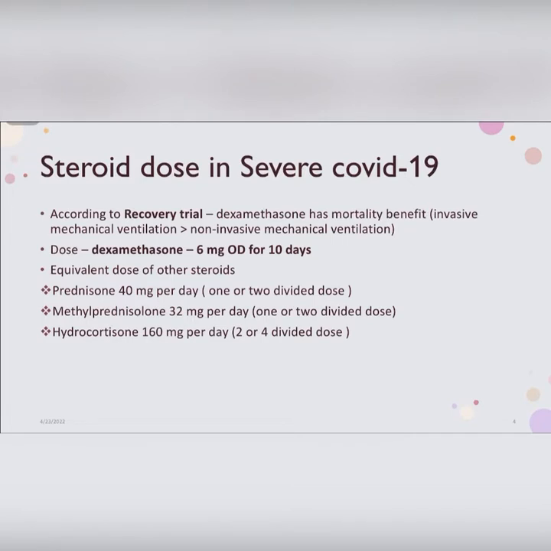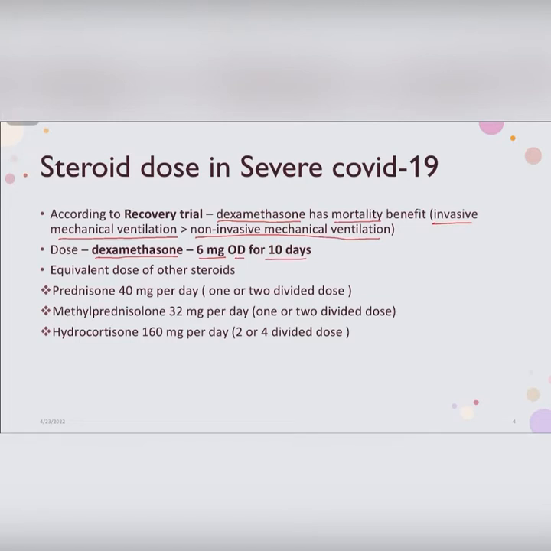As we already know, steroid is really useful in treating COVID-19 patients, especially severe COVID-19 patients. Dexamethasone has real benefits in reducing mortality, but it is more effective in patients with invasive mechanical ventilation than patients with non-invasive mechanical ventilation. Here, we give dexamethasone 6 milligram once a day for 10 days.